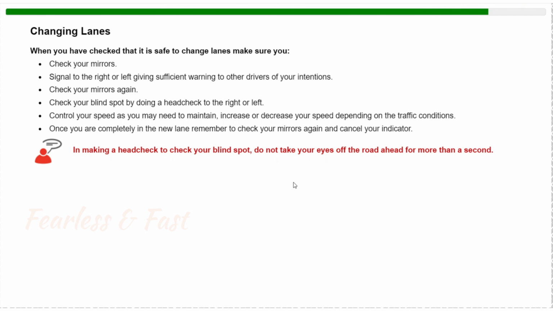In making a head check to check your blind spot, do not take your eyes off the road ahead for more than a second.